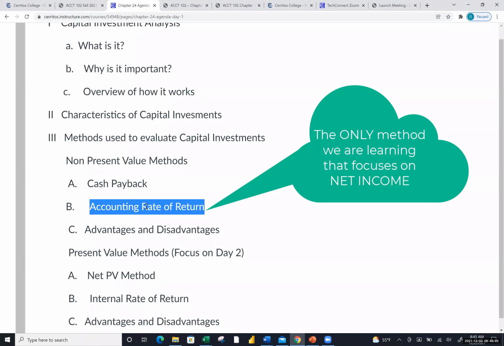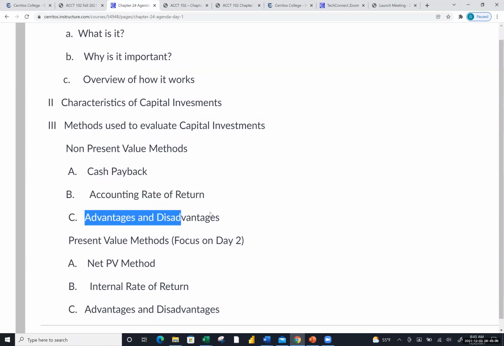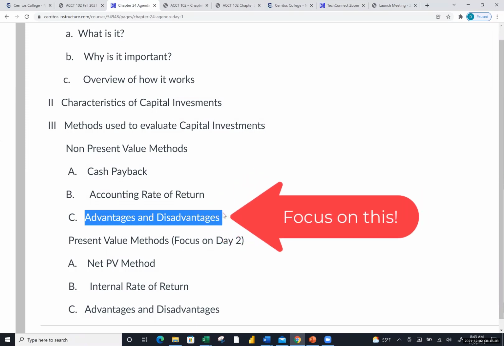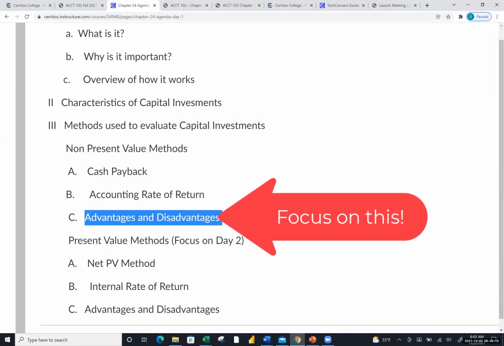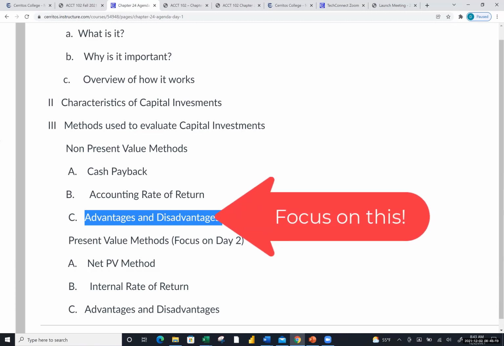When we look at these 2 methods today, and all the methods actually, we'll go through the advantages and disadvantages of each. And I wanted to let you know that in the handout that I gave you in the module, I believe the very last page has a pretty good summary of the advantages and disadvantages.